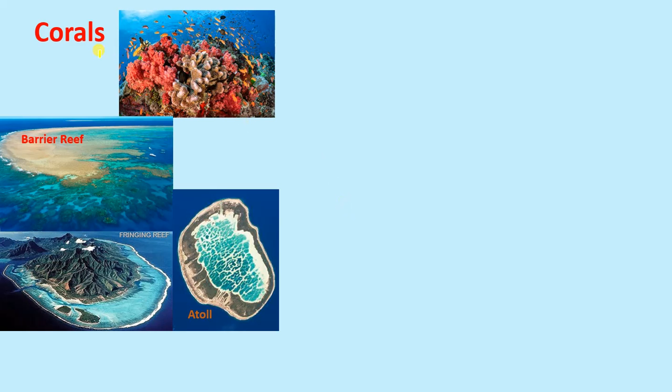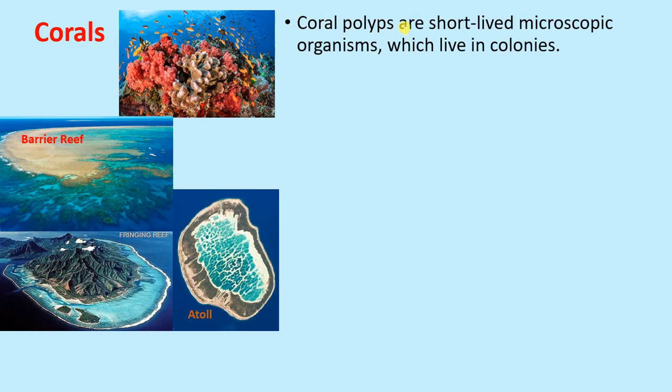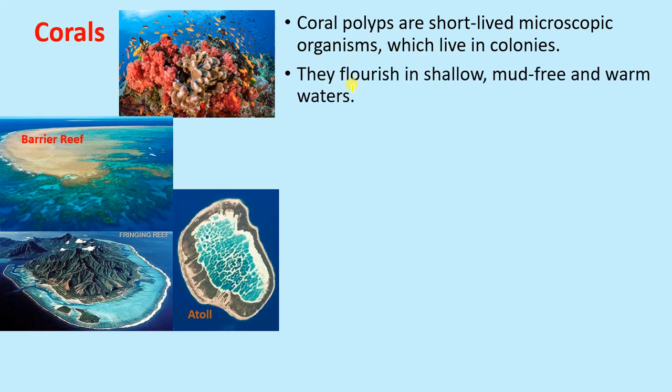Now corals. Coral polyps are short-lived microscopic organisms, very small tiny organisms which live in colonies. Colonies means in groups, in large groups. These are living. They flourish in shallow water. Shallow and mud-free water, meaning the water is shallow but there is no mud, and warm water. So they flourish and grow in this region and they secrete calcium carbonate.